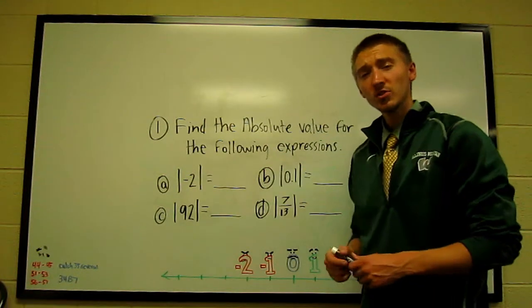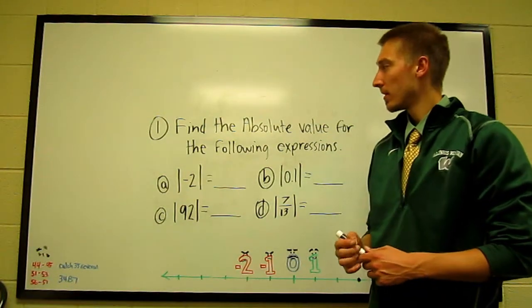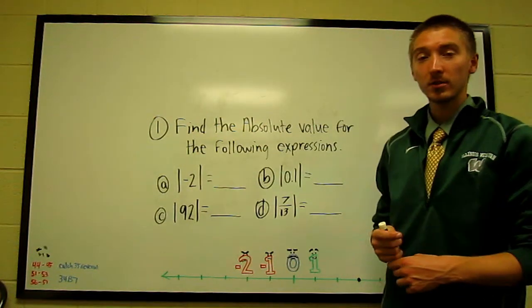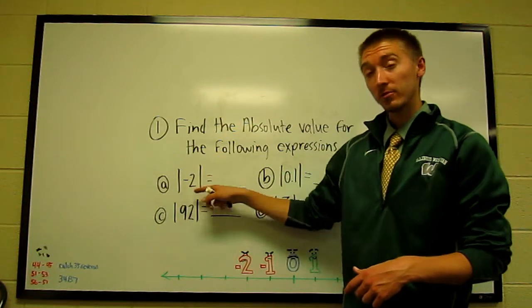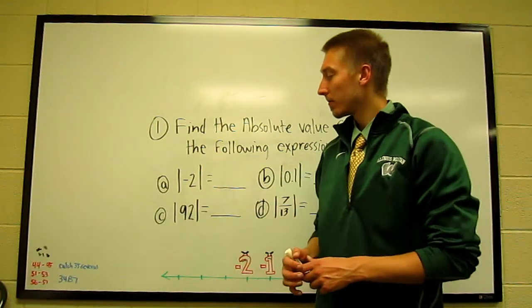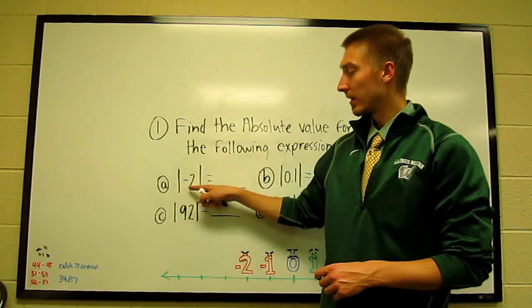Okay, so for question number 1 in the notes, can you find the absolute value of the following expression? So we're just going to see what the absolute value of these different numbers is. So for letter A, the absolute value of -2.